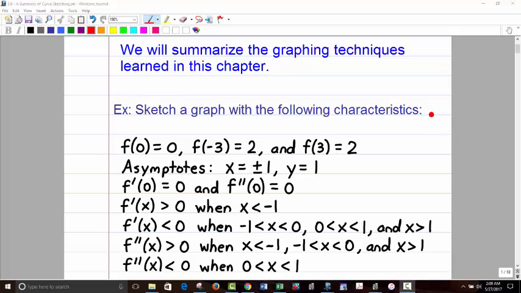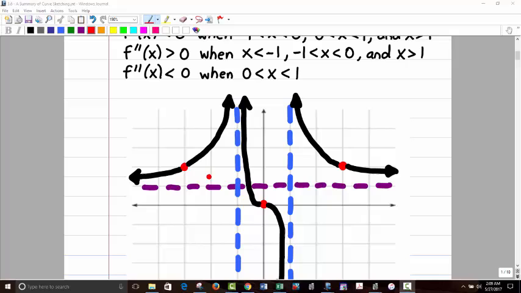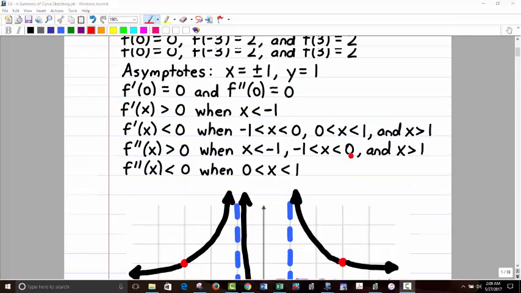Now the first thing it gives us is 3 points. So obviously those dots better be on your graph: (0, 0), (-3, 2), (3, 2). So I come down here, and you can see my red dots there: (0, 0), (-3, 2), and (3, 2).